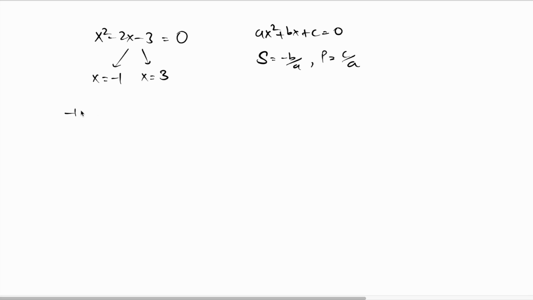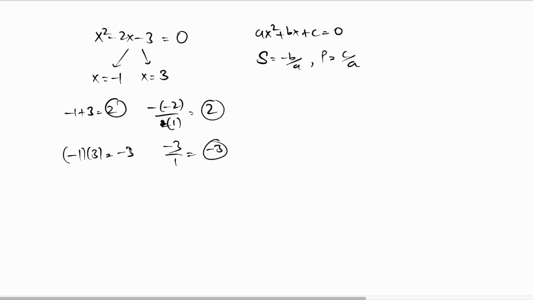If I add the roots, which are minus 1 and plus 3, I'll get 2. And even if I do minus b by a, which is minus of minus 2 by 1, that gives me 2. So it is verified on the left hand side. Similarly for the product identity: the product of minus 1 and 3 is minus 3, and c upon a, which is minus 3 upon 1, also gives us minus 3. So these two were the known results.